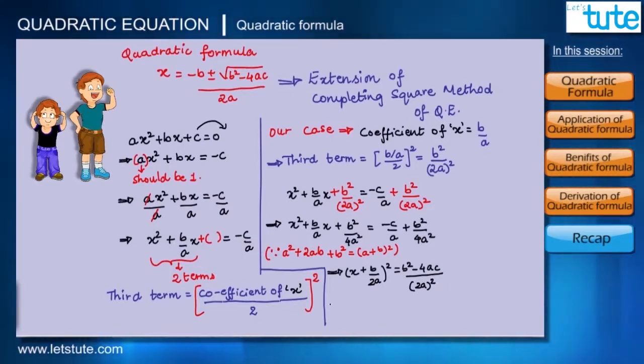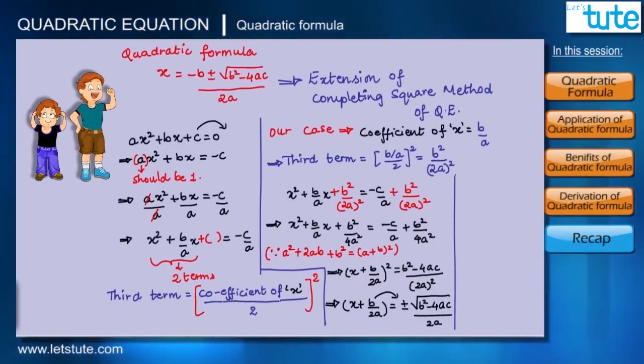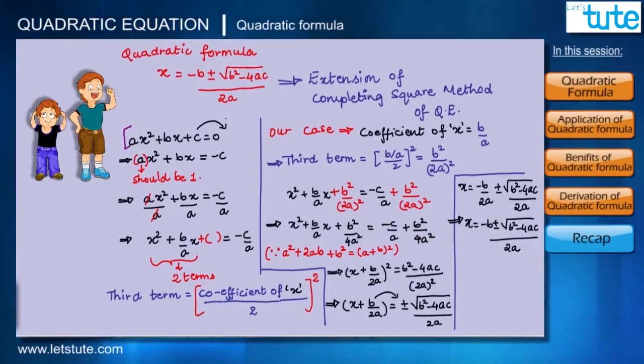So on taking square root, both sides, we will get x plus b by 2a equals to plus minus square root of b square minus 4ac upon 2a. Let's take b by 2a on the right hand side. So this becomes x equals to minus b by 2a plus minus square root of b square minus 4ac upon 2a. So finally, the value of x for quadratic equation ax square plus bx plus c equal to 0 becomes x equals to minus b plus minus square root of b square minus 4ac upon 2a. This is the quadratic formula and this is what is used in solving any quadratic equation.